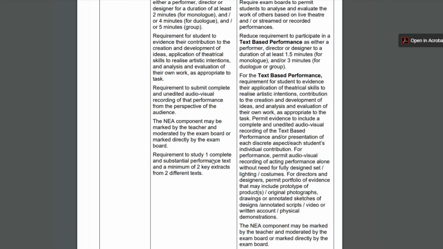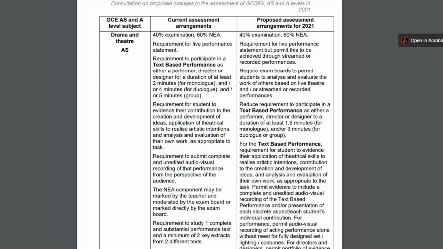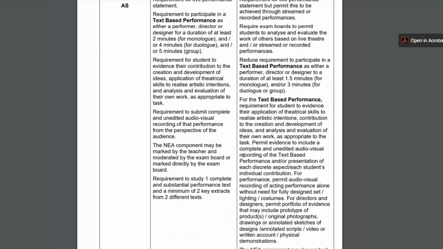Loads of changes here. And even though the 40% exam, 60% NEA doesn't change, it's all about maintaining social distancing, so allowing things to be streamed and recorded rather than people having to come in and sit, and about reducing time and allowing less people to be in a performance, and pushing things like monologues and these portfolios.